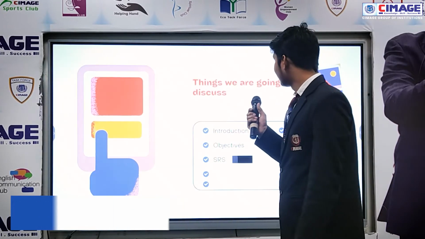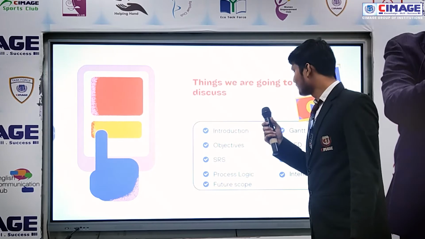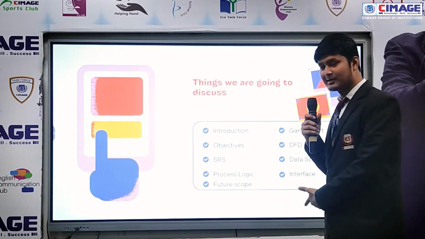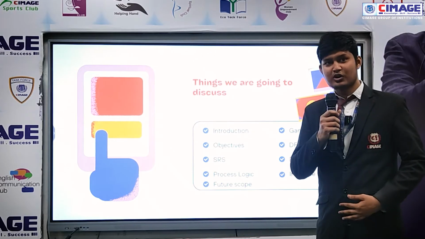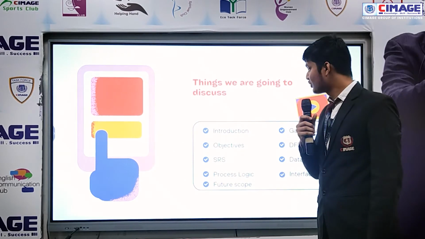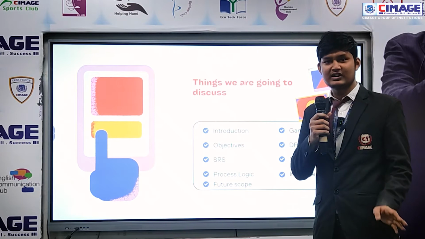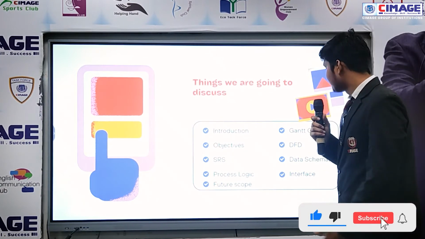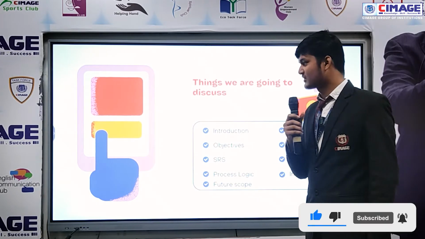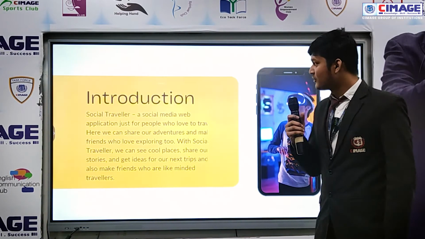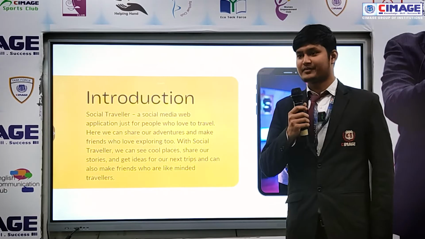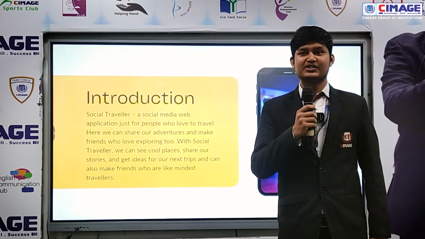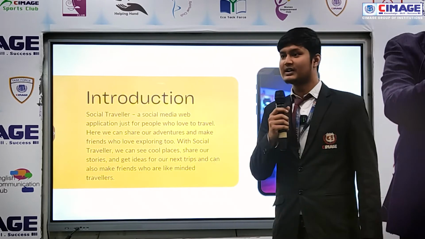The things that we are going to discuss will be introduction, objectives, SRS, Gantt chart, DFD, and data schemas. I am using MongoDB, which is why I am not using an ER diagram, because it is not a relational database. So I am using data schemas, interface and process logic, and future scope, which we are going to discuss in this presentation.